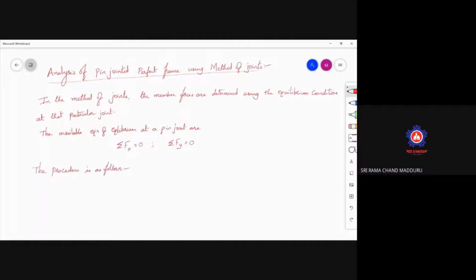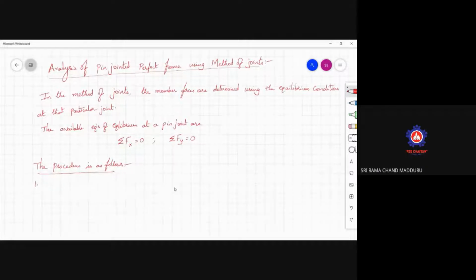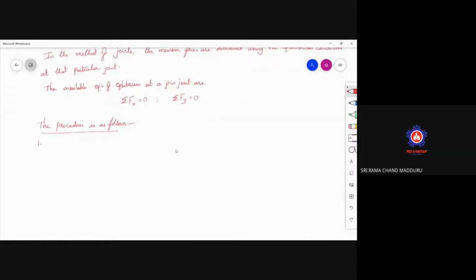Right, on the first point, the procedure is as follows. Check the stability. The first point is whether the given frame is a pin-jointed perfect frame or not, you have to understand. And we have to see what the determinacy is.